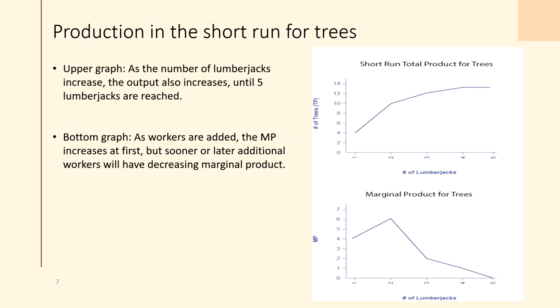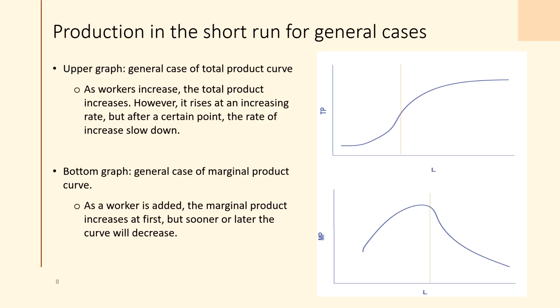When we graph total product, we see that output increases as more workers are added up to a certain point. When you graph marginal product, we see that it initially rises and then begins to fall. This reflects the pattern we observed in the table. In general, total product increases at an increasing rate at first, then at a decreasing rate. Marginal product rises initially, reaches a peak, and then declines. These patterns are very common in production processes.